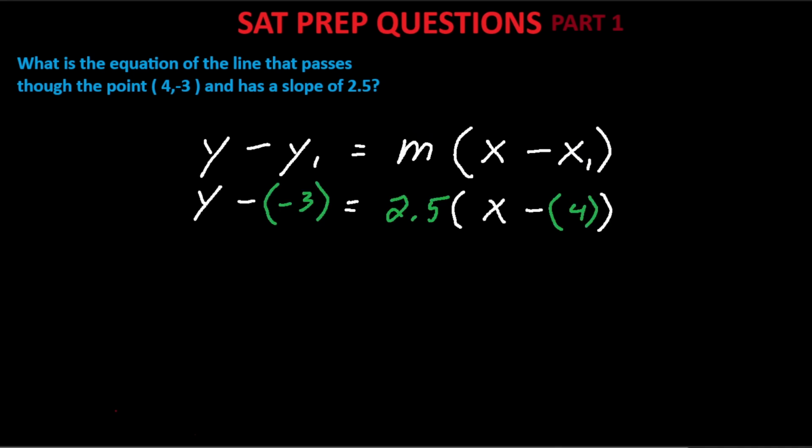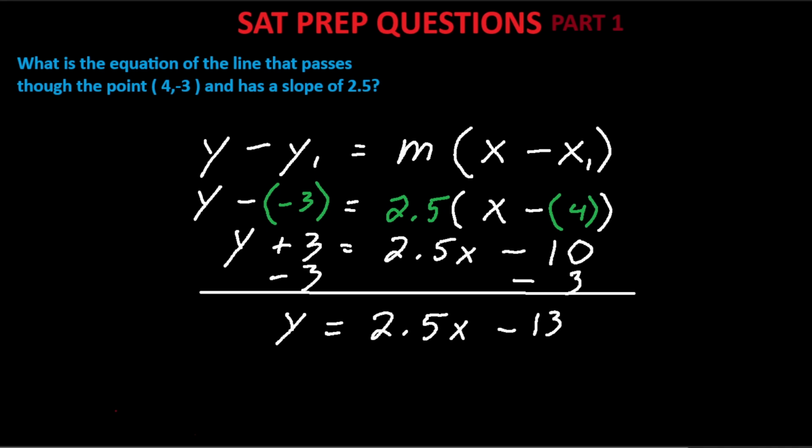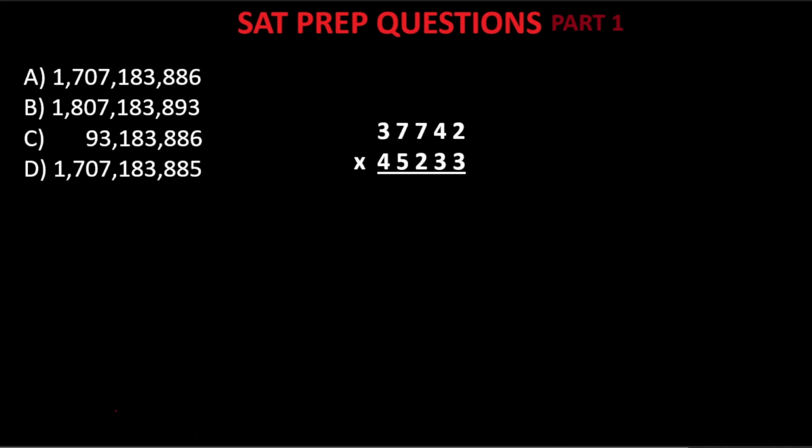The next line, I'm going to simplify the left and distribute the 2.5. And then finally subtract 3 from both sides. And finally, we get y equals 2.5x minus 13.